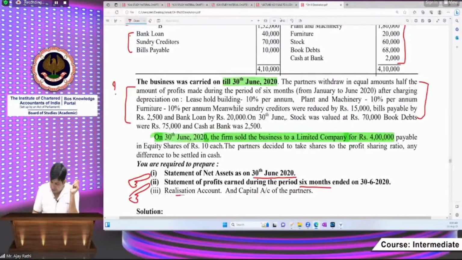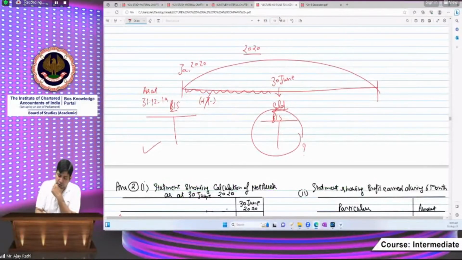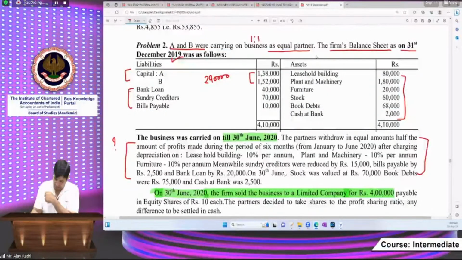Next, relation account, capital account. Beta, one more thing I want to ask you: can you please tell me how such profit can be calculated? Very easy, we have learned it in the basic fundamentals. If we are having in start 138 plus 152, can you tell me how much amount is there? Yes, 290. If we are having 2,90,000 rupees as capital, this is like opening capital for A and B.